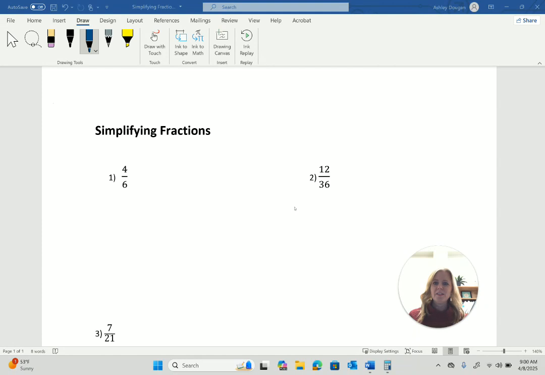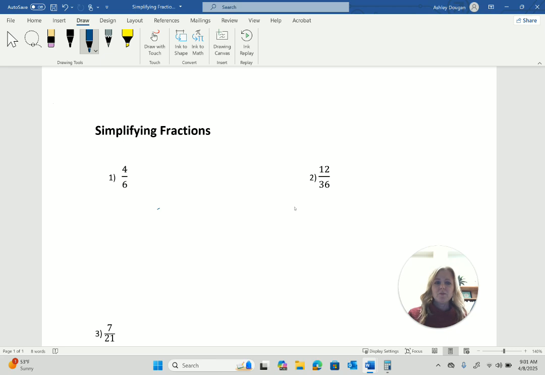Good morning. In this video, we're going to look at how to simplify fractions. Whenever we're entering answers, we want our fractions to be in simplest form. That means that there are no common factors between the numerator and the denominator. There's no number that divides evenly into both 4 and 6, and so we're going to look at what that means.